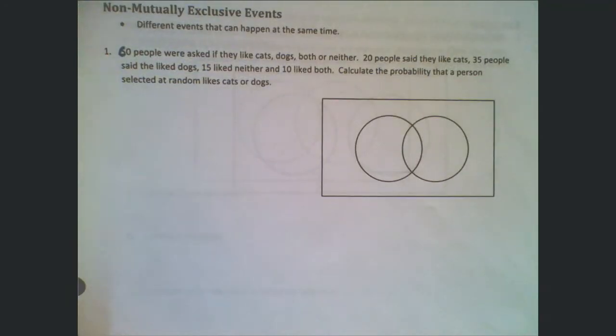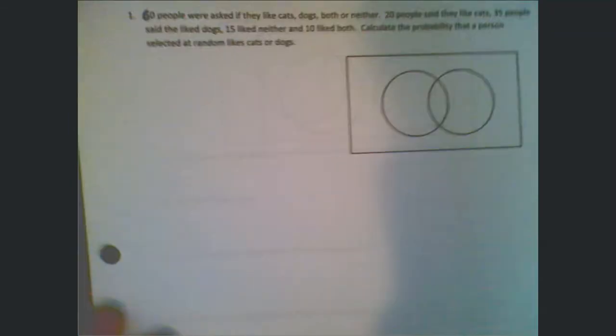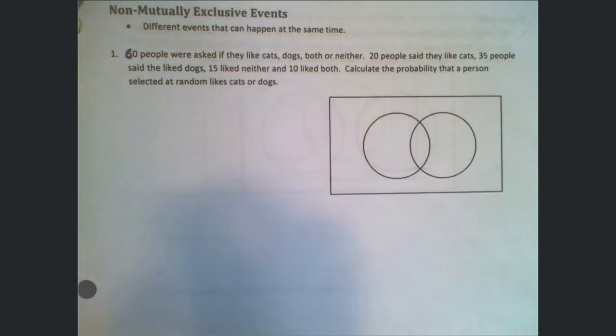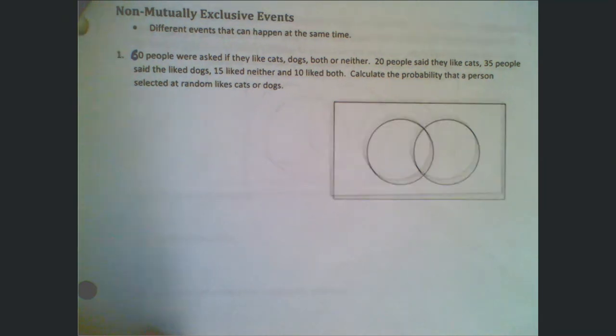Non-mutually exclusive events are different events that happen at the same time. So in this case, it says 60 people were asked if they like dogs, cats, both, or neither. 20 people said they like cats, and 35 people said they like dogs, 15 like neither, 10 like both. Calculate the probability that a person selected at random likes cats or dogs.